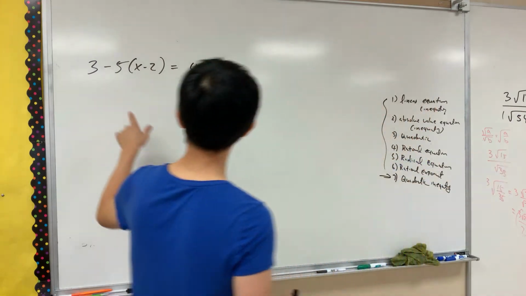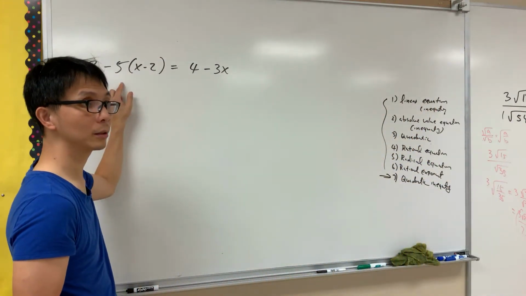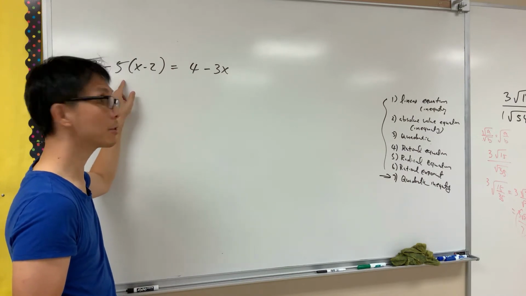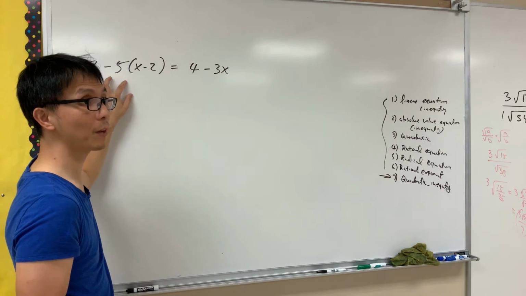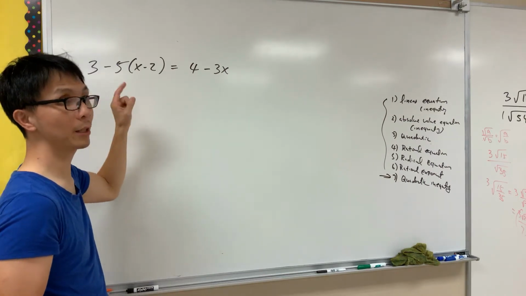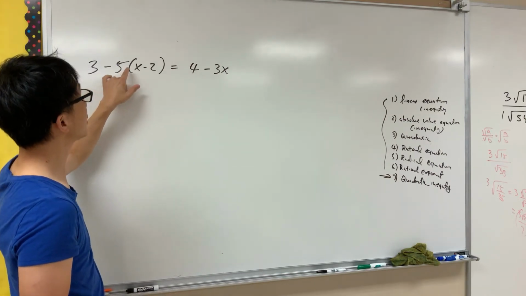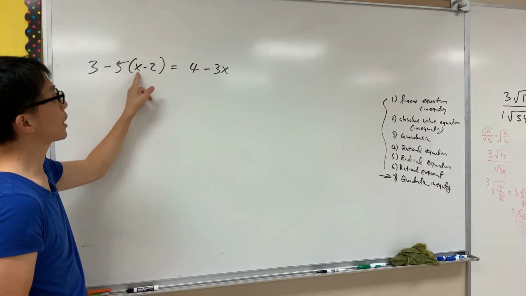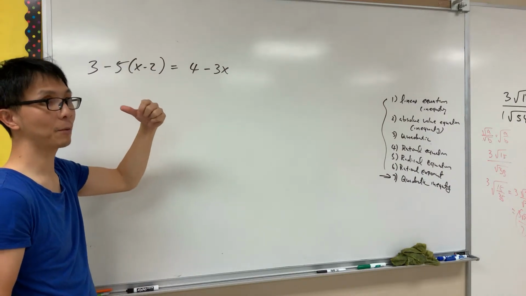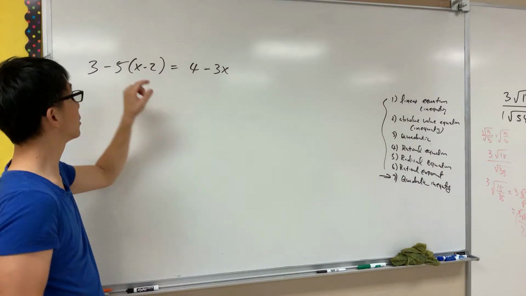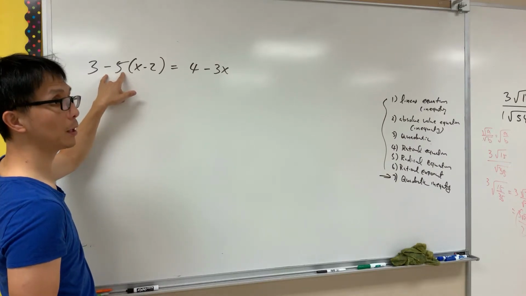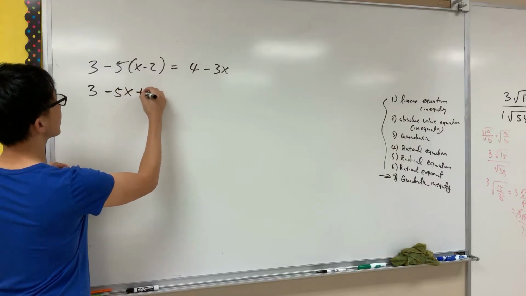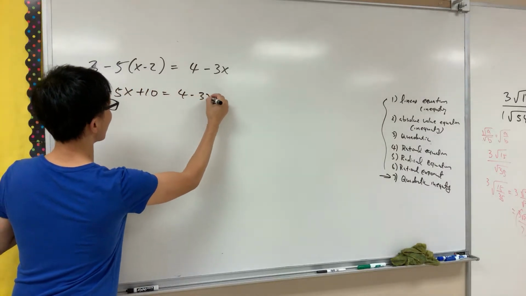I will tell you, if you did 3 minus 5, you did it wrong already. Who did 3 minus 5? You did? Okay, so that's good. You cannot do 3 minus 5 because the order of operations says parentheses, exponents. There's no exponent here, so the parentheses is going to be x minus 2. The next operation is multiplication, so you're going to distribute. So it's going to be 3 minus 5x plus 10 is equal to 4 minus 3x.